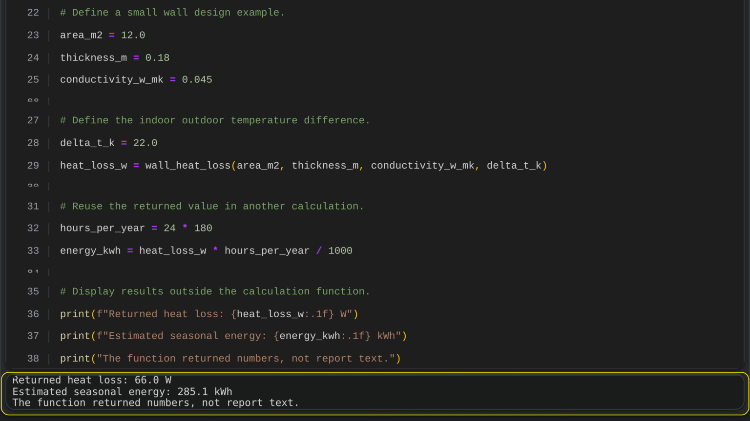This script estimates heat loss through a wall using a one-dimensional conduction function. It uses the wall area, thickness, thermal conductivity, and indoor to outdoor temperature difference, and first checks that the inputs are physically valid. The function returns the heat loss in watts, which the script then uses to estimate seasonal energy use in kilowatt-hours.